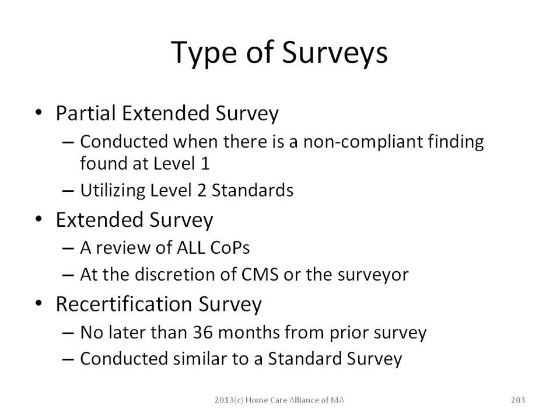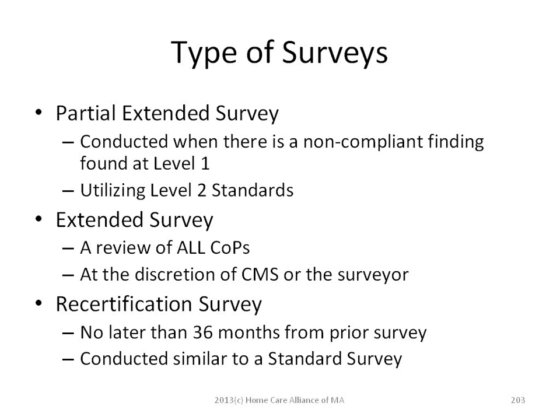Continuing with the types of survey, there is a partial extended survey, and this comes into place when there are problems that have been identified and the surveyor feels that there's a need to stay longer than the original allocated time. There is also an extended survey where there will be a review of all of the conditions of participation, and that type of survey can be conducted at the discretion of CMS or the surveyor.